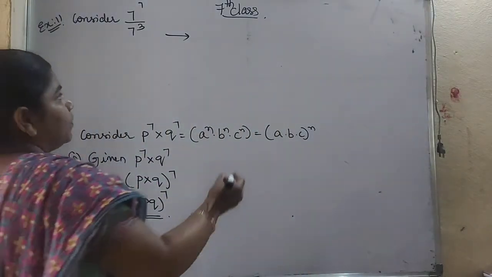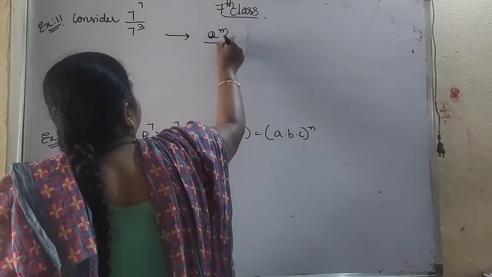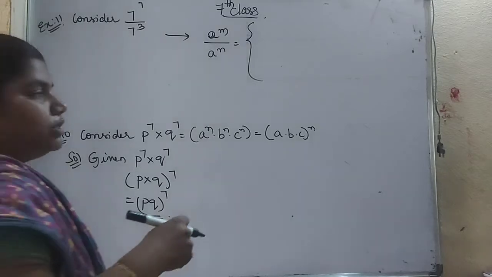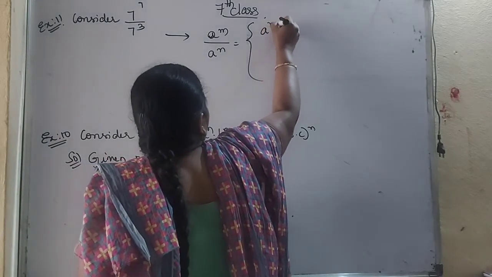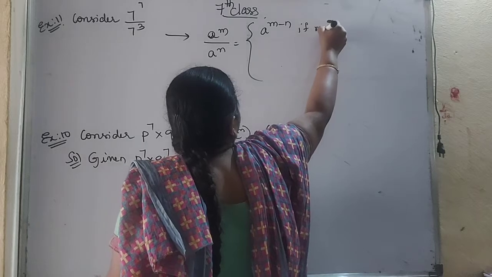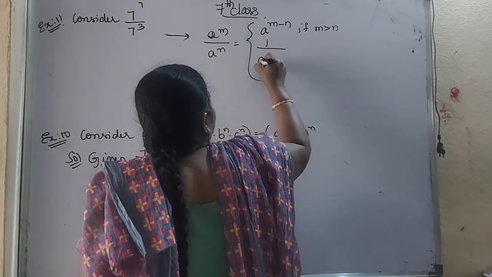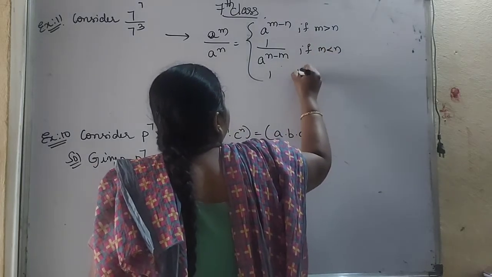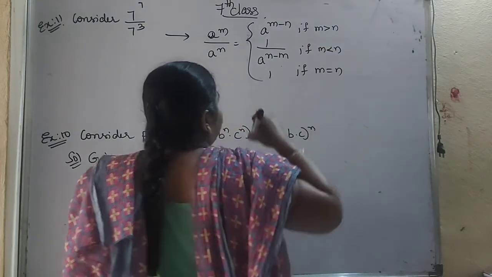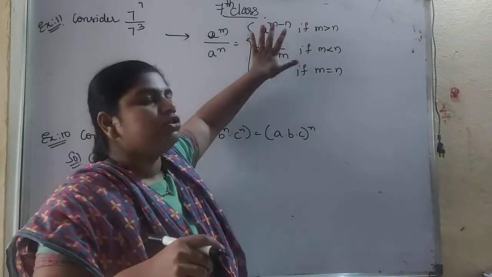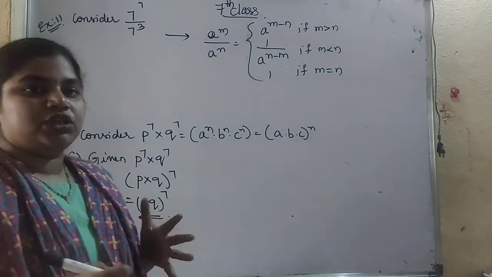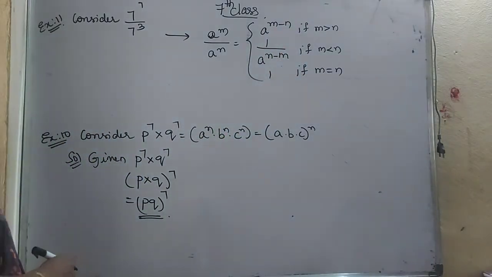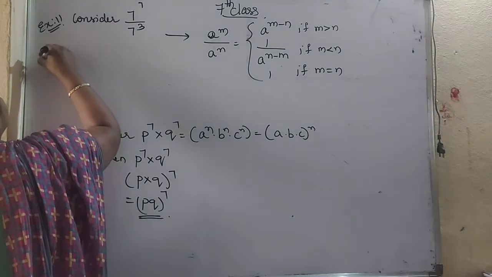We are using a power m by a power n. For this we have three different conditions. That is a power m minus n if the m value is greater than the n value; 1 by a power n minus m if m is less than n; and 1 if m is equal to n. So depending upon these conditions we will choose the formula. By seeing these conditions we have to decide.